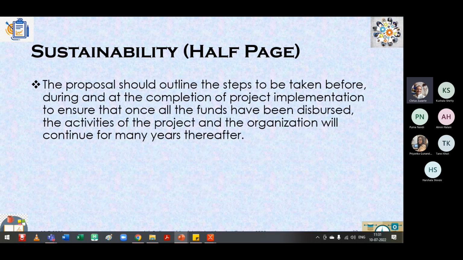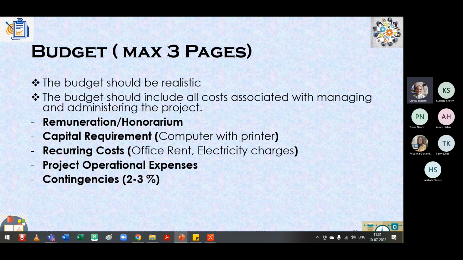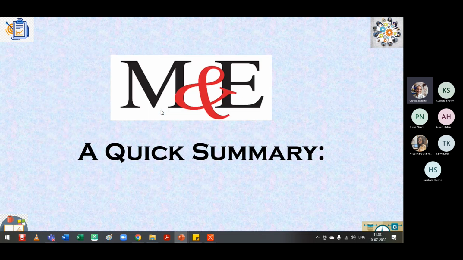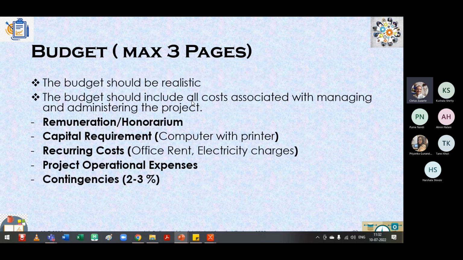Sustainability, yeah, I mentioned that. Budget is 3 years. This also I had discussed in my previous class. You need to put in the honorarium, remuneration, capital requirement, recurring cash, and what would be your expenses and contingencies. Okay. So that's about it for this part.